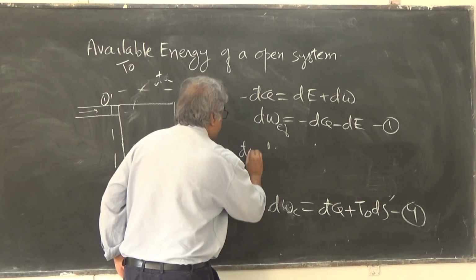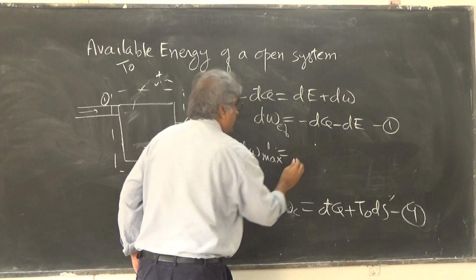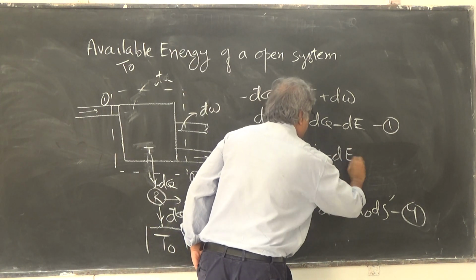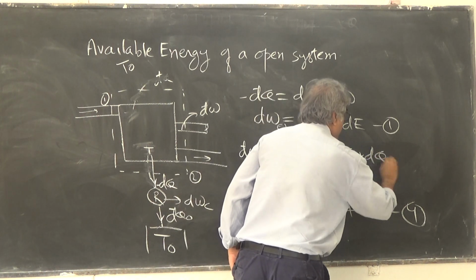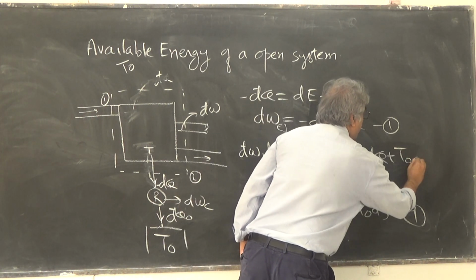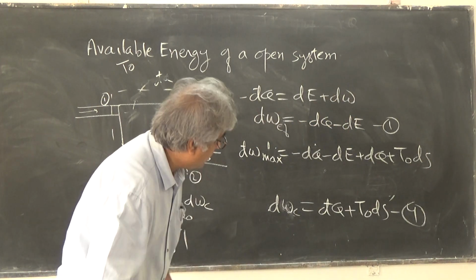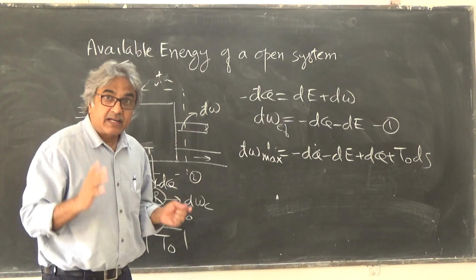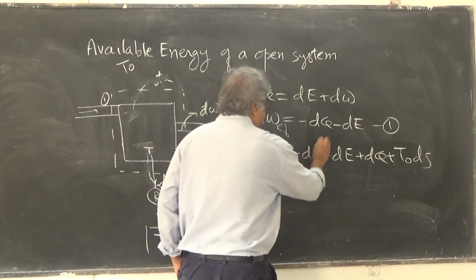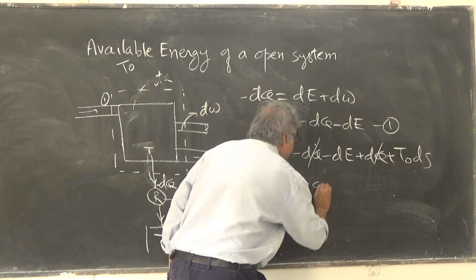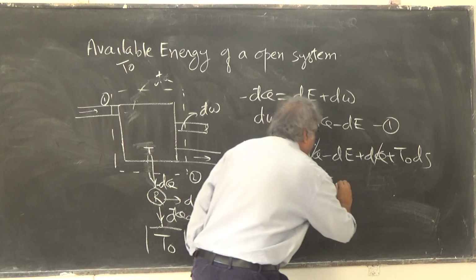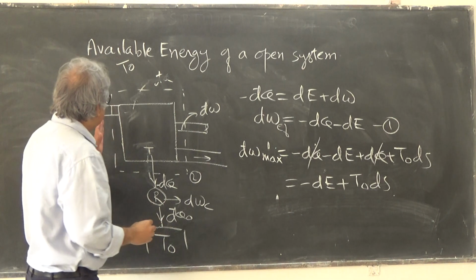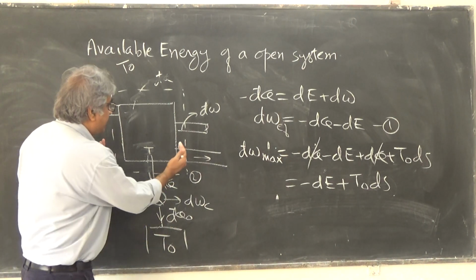So dW max, adding 1 and 4. So this is minus dQ minus dE plus dQ plus T naught dS. Okay, so this is our expression for maximum work, which is available energy. And now you can just try this out. So this is minus dE plus T naught dS.